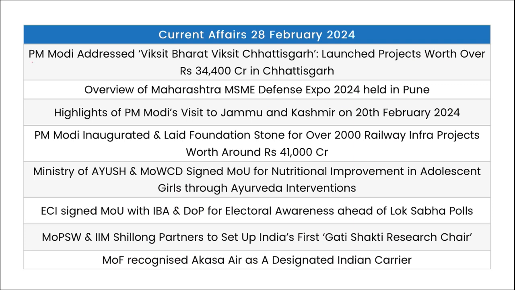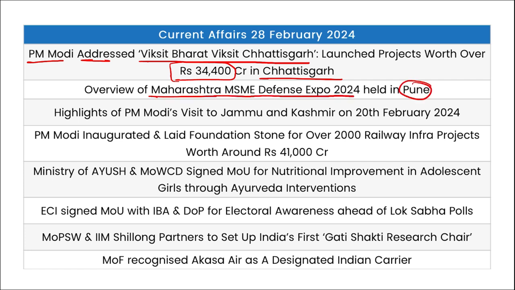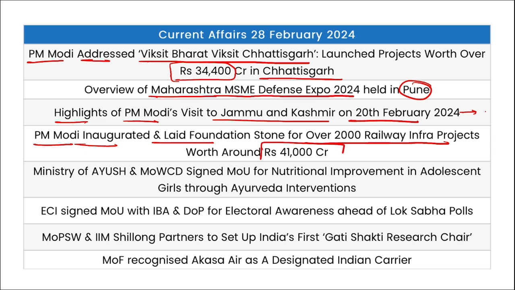Now let's go for a quick one-liner revision. PM Modi addressed Viksit Bharat Viksit Chhattisgarh event and has launched projects worth over 34,000 crore in Chhattisgarh. Then Maharashtra MSME Defence Expo was held in Pune, Maharashtra. Then PM Modi visited Jammu and Kashmir on 20th of Feb and there he laid the foundation stone for AIIMS. Right? Next, PM Modi inaugurated and laid the foundation stone for over 2,000 railway infrastructure projects with around 41,000 crore rupees.